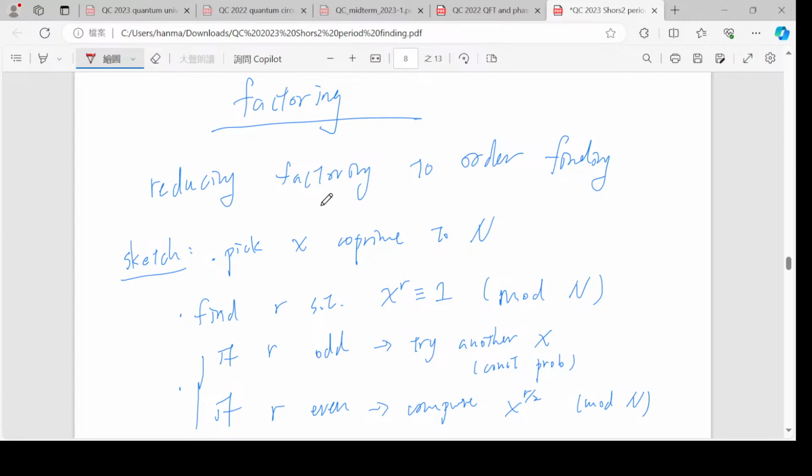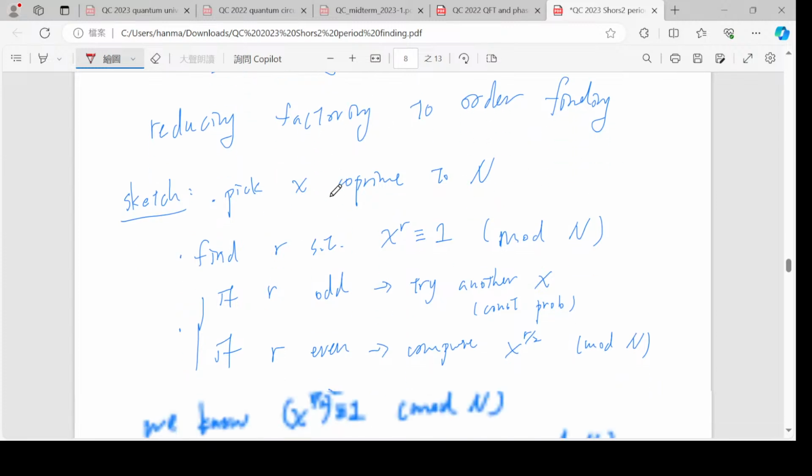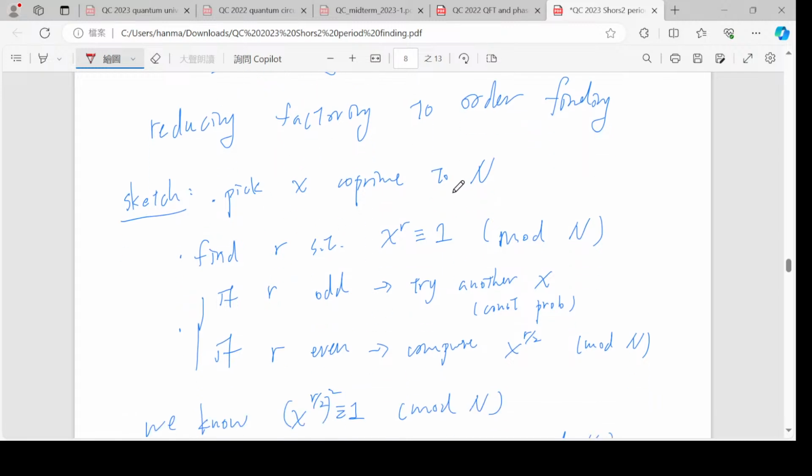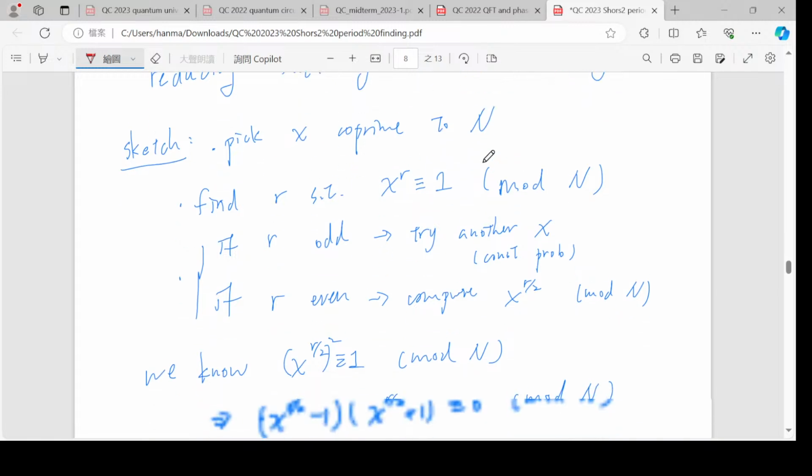How do we do factoring by doing order finding? So now we need to get x and n. First you pick some x coprime to n, where n is the number we want to factor. This should be easy, because you just pick whatever random x that's less than n. And if it's not coprime, then you find a factor of n, and you win. So you pick some random x that's probably coprime to n.